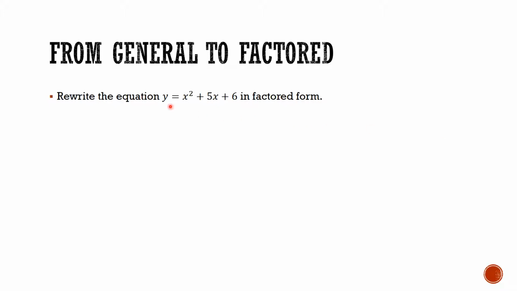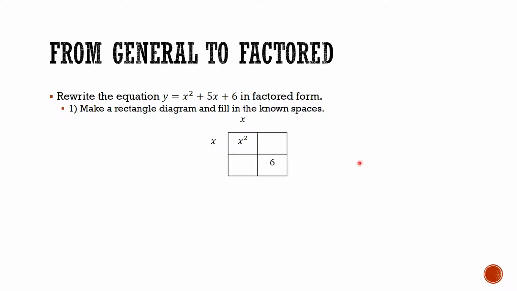So to factor, I want to take this useless general form that tells me nothing and put it into factored form, which tells me at least a couple things. The first thing you want to do is make a rectangle diagram and fill in the known spaces. When I say known spaces, I mean these two. We know it has to be x squared, and the only thing that gets me x squared is x and x. And this 6 is 6.